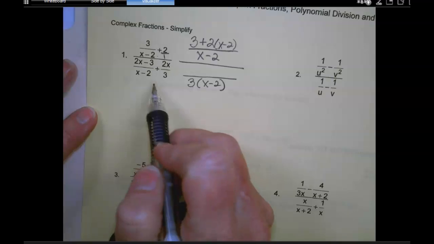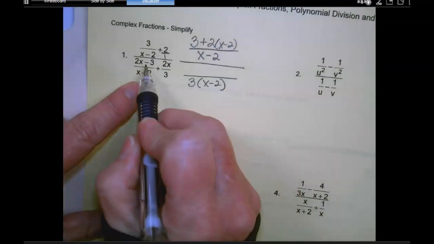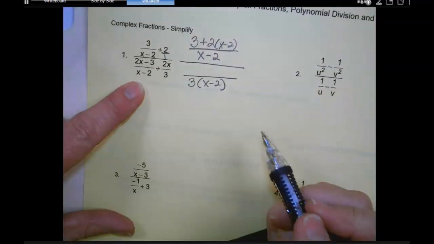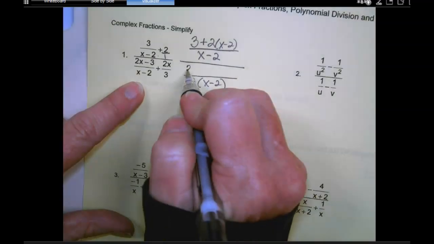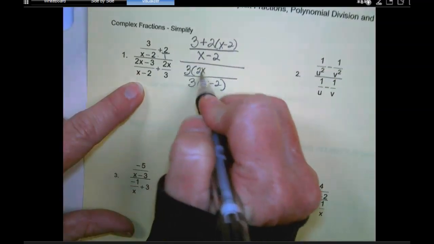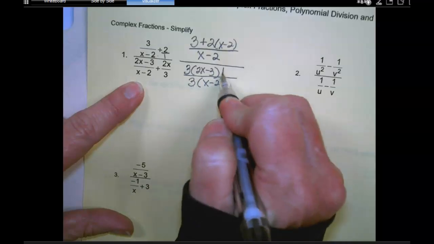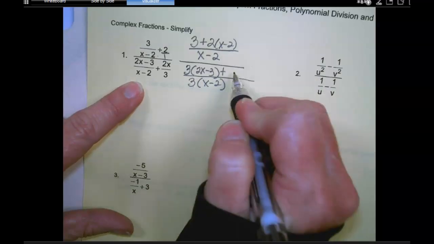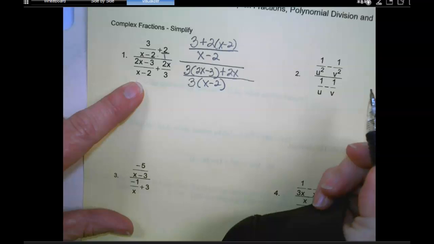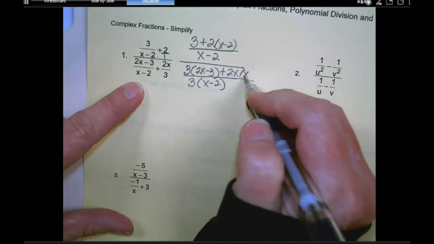So then on top, I have x minus 2. So what do I have to multiply the 2x minus 3 by? So I'm going to write 3, and then I'm going to do 2x minus 3. And then I'm going to have plus, and I'm going to write my 2x. And what do I have to multiply by my 2x? Very good.